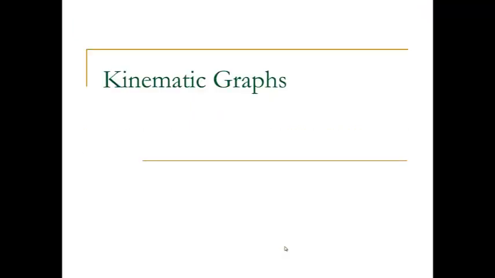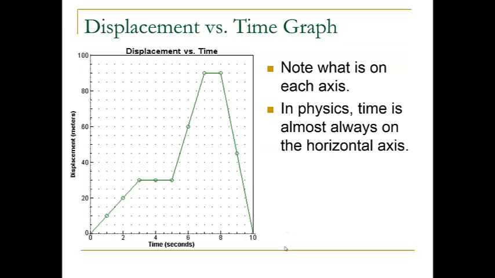The next thing that we look at is how we have to graph these things. One of the most common graphs you're going to see is a distance or displacement versus time graph. Your displacement is going to be on the y-axis, and time is going to be on the x-axis. Time is almost always on the x-axis, just because when we're looking at units, it's where you want it to be. So when in doubt, time goes on the x-axis.